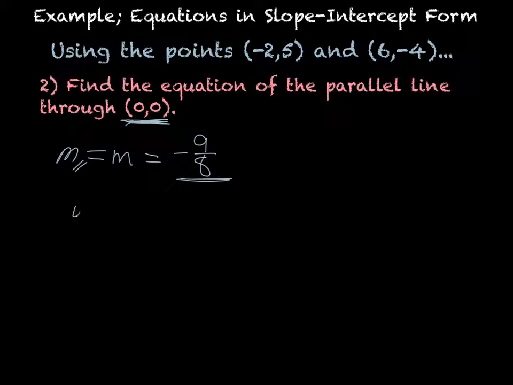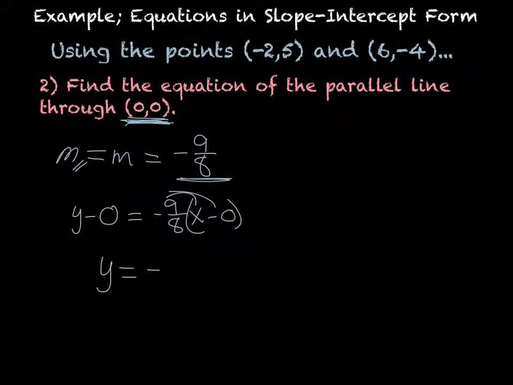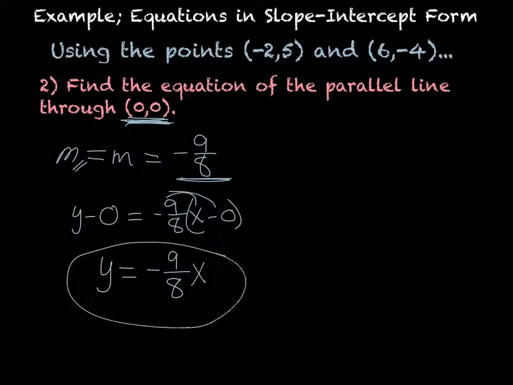So now I'm just going to put in my (0, 0): y minus 0 equals -9 over 8x minus 0. And then obviously in this one we don't have anything that we need to add together, so we just distribute here and then add the 0 over, and we get y equals -9 over 8x. And that's actually our parallel line through the point (0, 0).